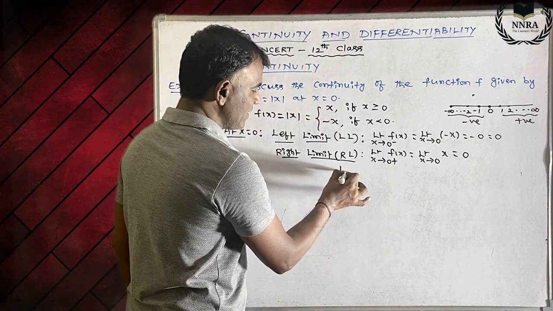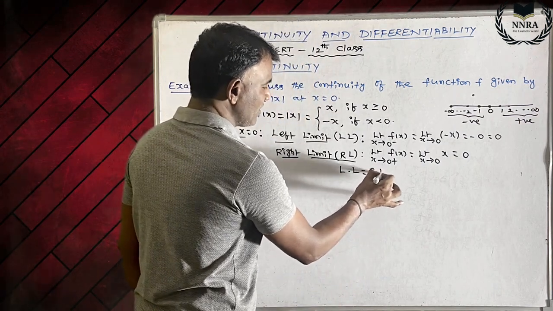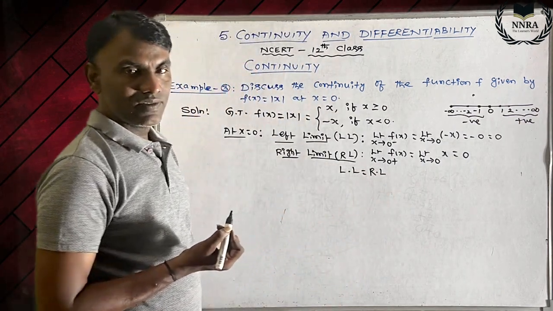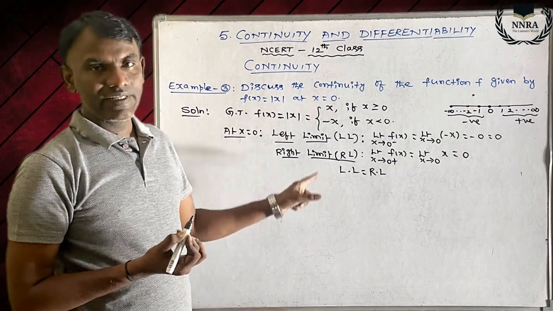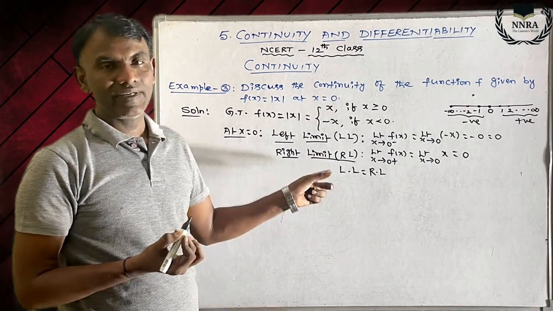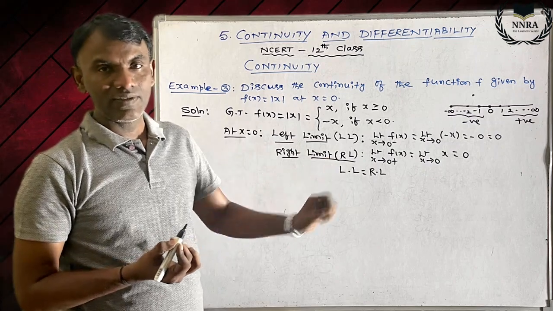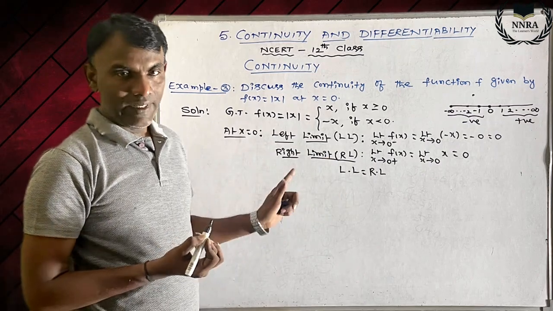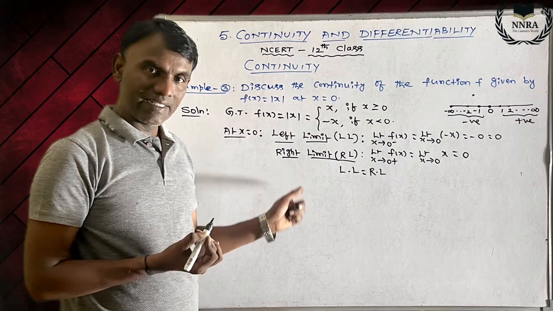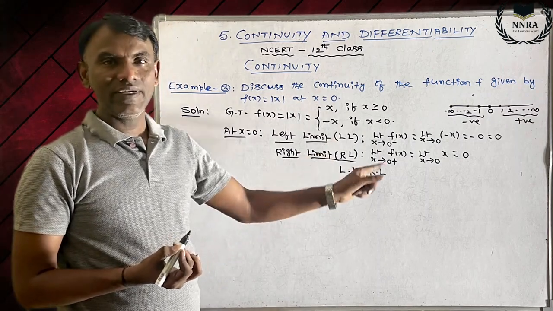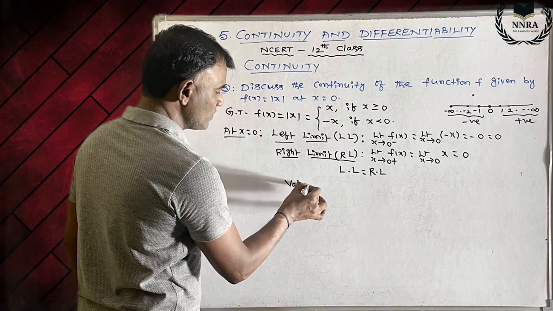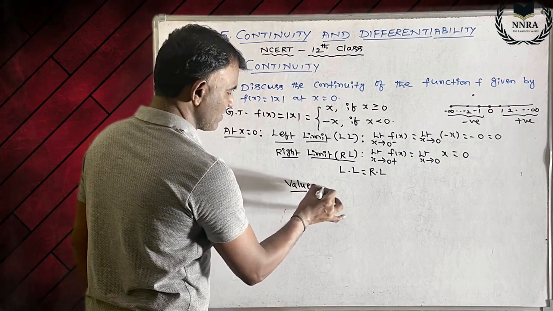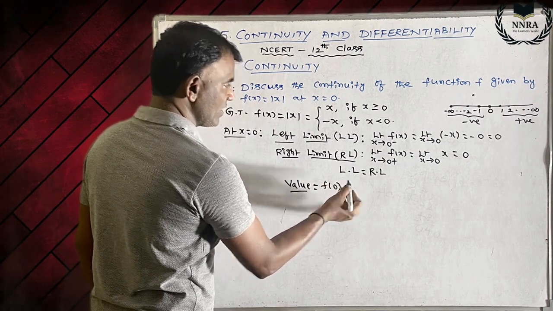Now what is the meaning of this? Left limit equals right limit. So the limit of a function exists. If both are not equal, then we say that the limit of a function does not exist. In that case, no need to find value. When left limit equals right limit, then only we find value. So here just write value. So it is f(0).